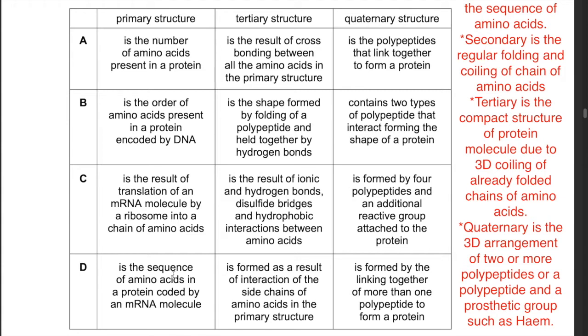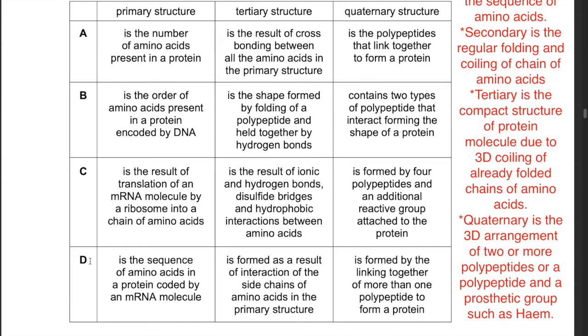Primary structure is a sequence of amino acids in a protein coded by an mRNA molecule. Tertiary structure is formed as a result of interaction of the side chains. That's correct, because interaction of R groups leads to tertiary structure. Quaternary structure is formed by the linking together of more than one polypeptide. So quaternary structure is a 3D arrangement of 2 or more polypeptides, or of a polypeptide and a non-protein component. Therefore, the answer is D.